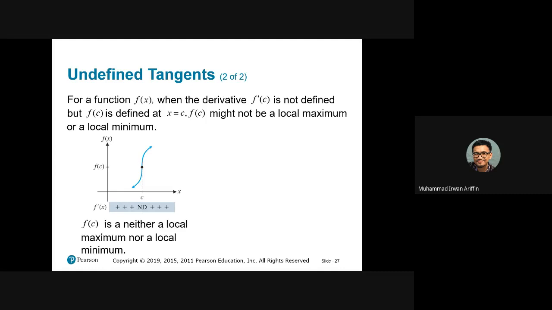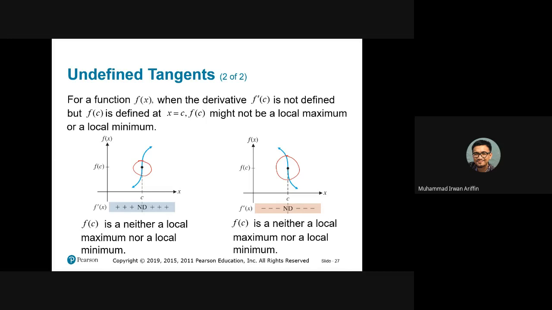So in this case, f of c is neither a local maximum nor a local minimum, because within this local neighborhood, we have values of f of x which are higher than f of c, and f of x which are lower than f of c. And similarly here, this is neither a local maximum nor a local minimum.